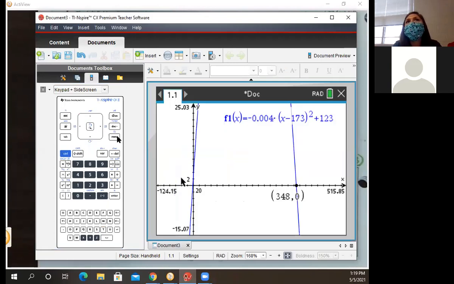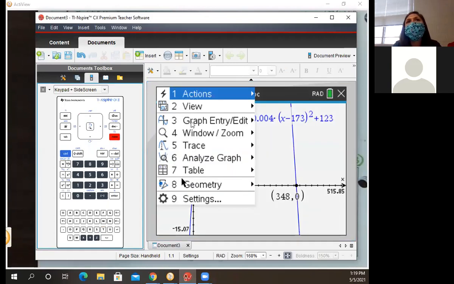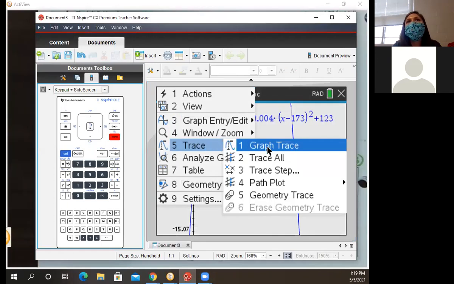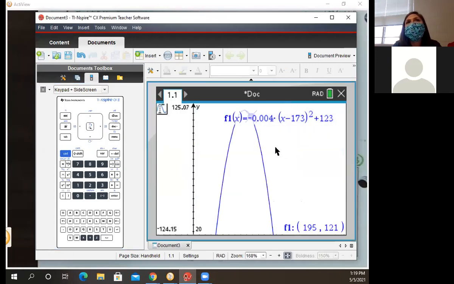And I'm going to use a graph trace. I'm going to hit the menu key, go down to trace, and select graph trace. So this lets me kind of inch along my graph and find different points. So if you look down here, you've got the coordinate for wherever my little bullseye is.